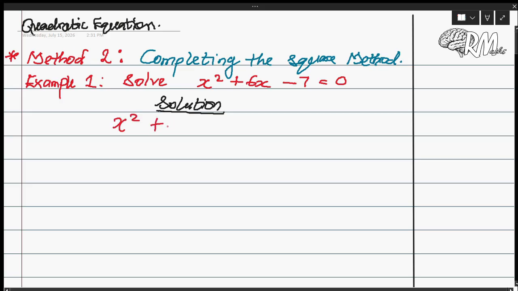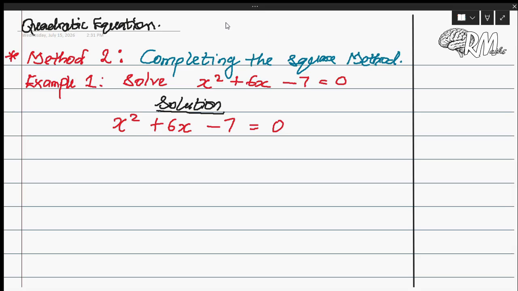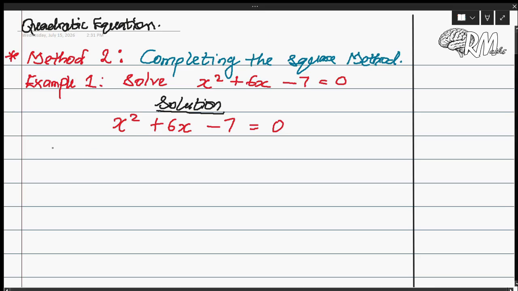X squared plus 6x minus 7 equals 0. Now for me to solve this question, I'm going to just do 4 procedure. The first one, I will move the constant. So I'm going to move this constant, which is minus 4, to the other side. Move the constant to the other side.